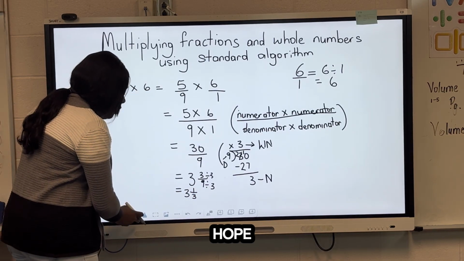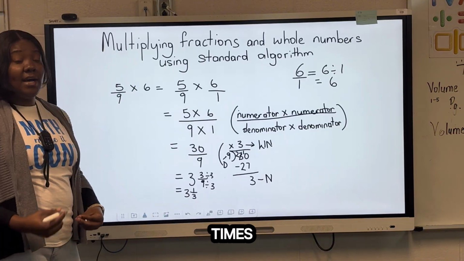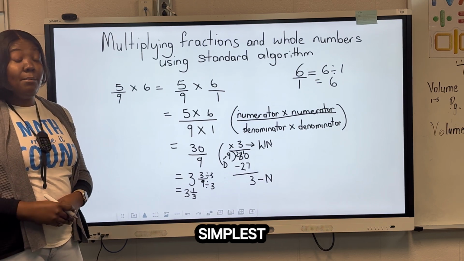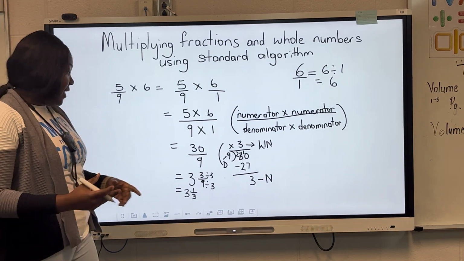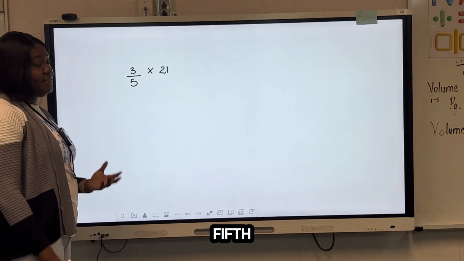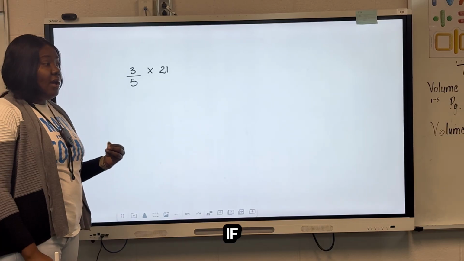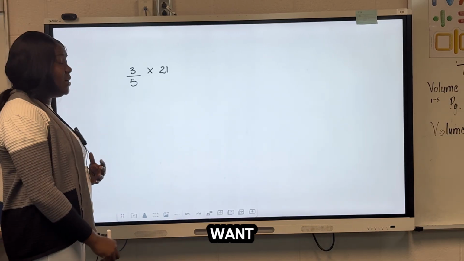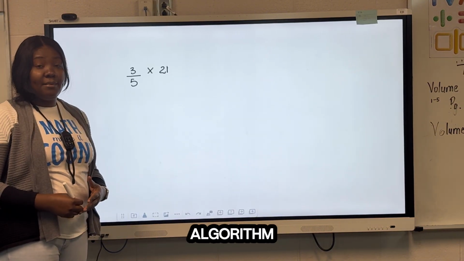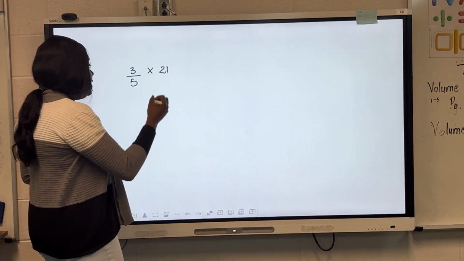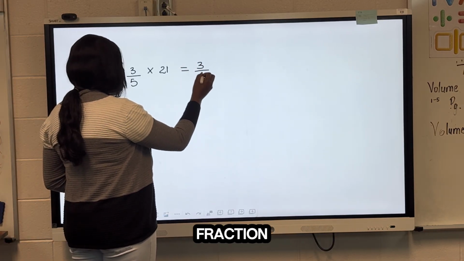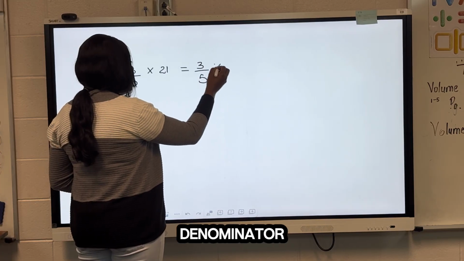Boys and girls, I hope you are seeing that at times you may need to do different things to make sure that you get your simplest answer. Let's look at another example. 3/5 times 21. If I'm on a test, I would not want to write 3/5 21 times. And so the standard algorithm is very important. So remember, our first step is to make our whole number a fraction using a denominator of 1.